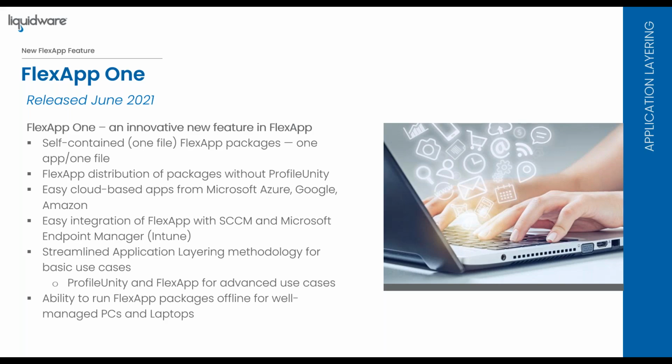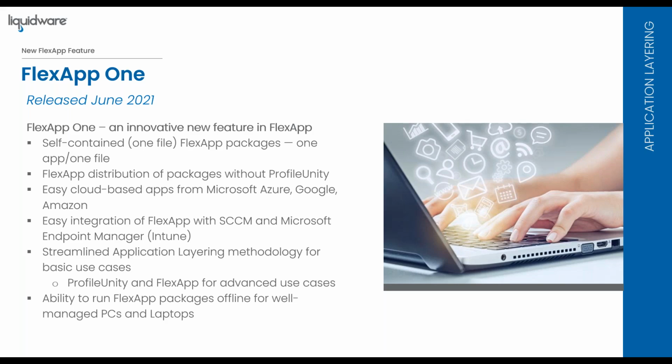Well, FlexApp One is an alternate way of delivering a FlexApp. It gives you everything that you need to deliver an application in one single executable file that's shareable by any means necessary. And by that, I mean you could put it on a cloud file share or OneDrive or Dropbox. You could put it on a USB stick. You could simply copy the files across the network, send them by email, and you could get that application out to your workforce by any means necessary.